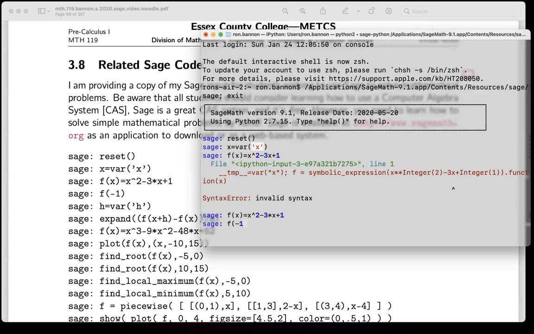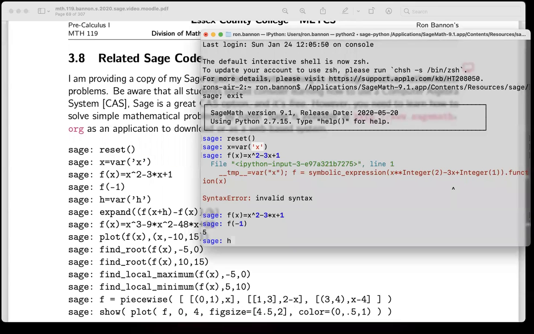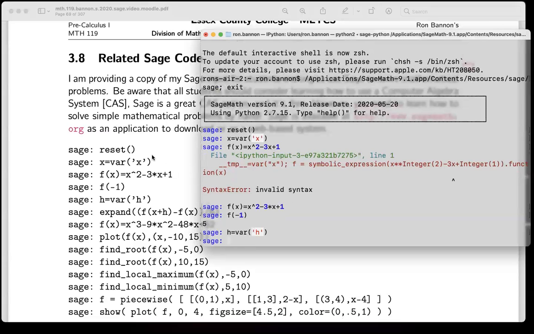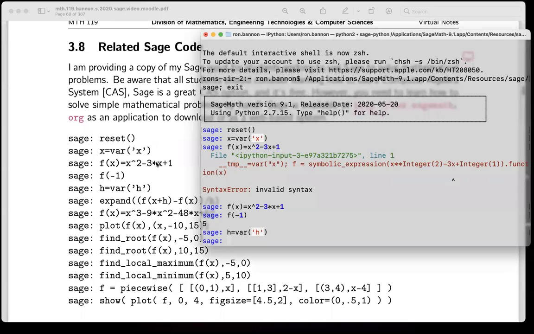Okay. F of minus 1, I can do that. I don't need a computer for that, by the way. At 5, I could do h as a variable now. I think you probably know where this is going. Something related to what we've talked about. We've seen this when we did a difference quotient, right? So what I'm going to do is expand. What expand does is it expands things out, combines like terms, makes it as simple as possible.